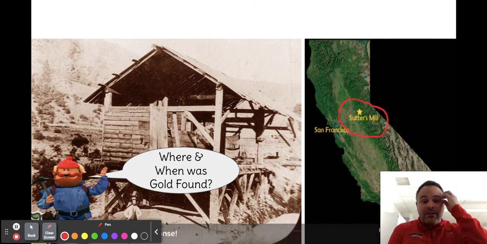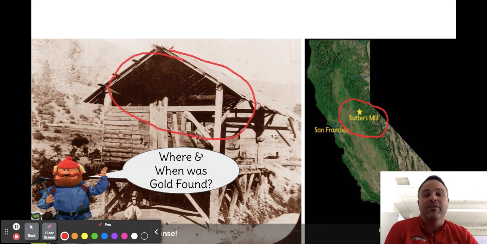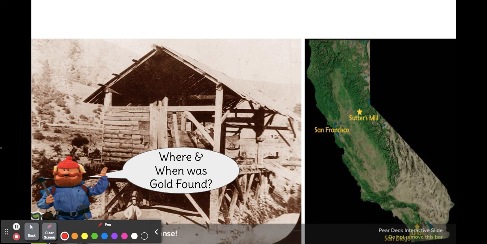Sutter's Mill was a fort, kind of like a truck stop before we had truck stops, where people from all over California would come and get goods. So they were building this sawmill along the banks of the American River when a guy by the name of James Marshall looks down, sees gold, and next thing you know, the rush was on. So pause it and then talk about Sutter's Mill. Gold was found at Sutter's Mill, 1848.